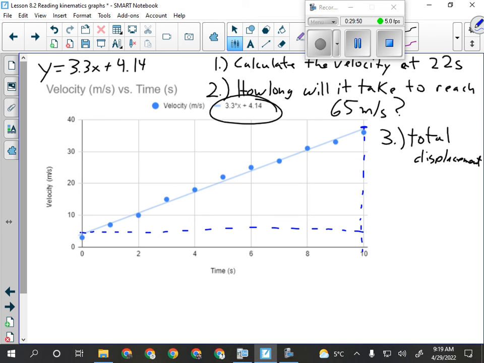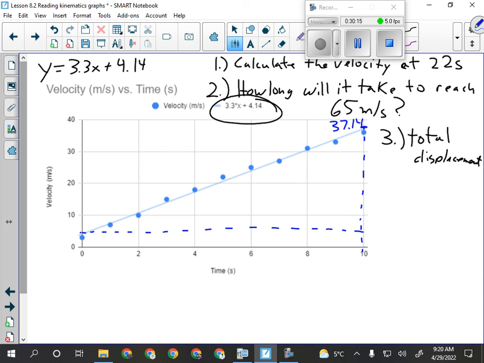Can I calculate what y is at 10 seconds? Definitely, because I have an equation that tells me how to calculate y at any given time. Okay, so I'm going to take 3.3 times 10, so that'll be 33, plus 4.14, that'll be 37.14. Okay, so I know the y value right there.